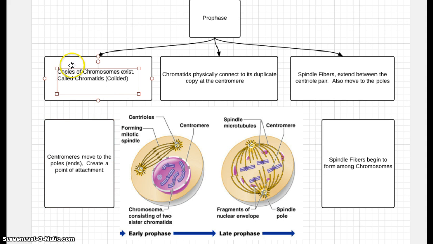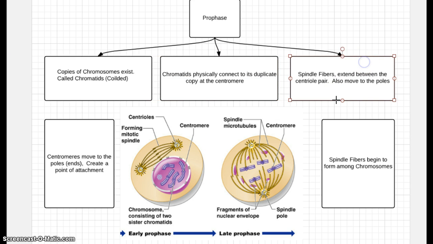And within that attachment, we know that copies of chromosomes exist in this relationship, and those are identified as being chromatids. And these are coiled, and these chromatids physically connect to its duplicate copy at the centromere. So you can see that relationship taking place in this part of the diagram. You have that central location being the centromere, and you have the chromatids attaching to that central location, both copies.